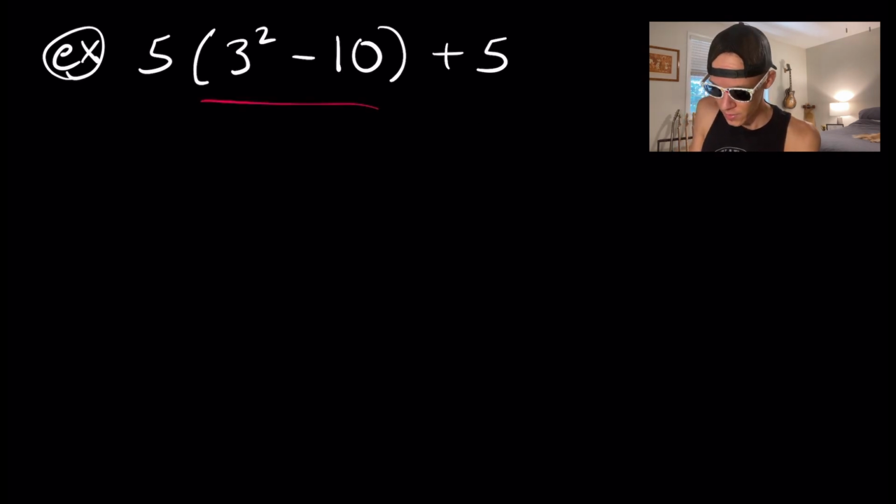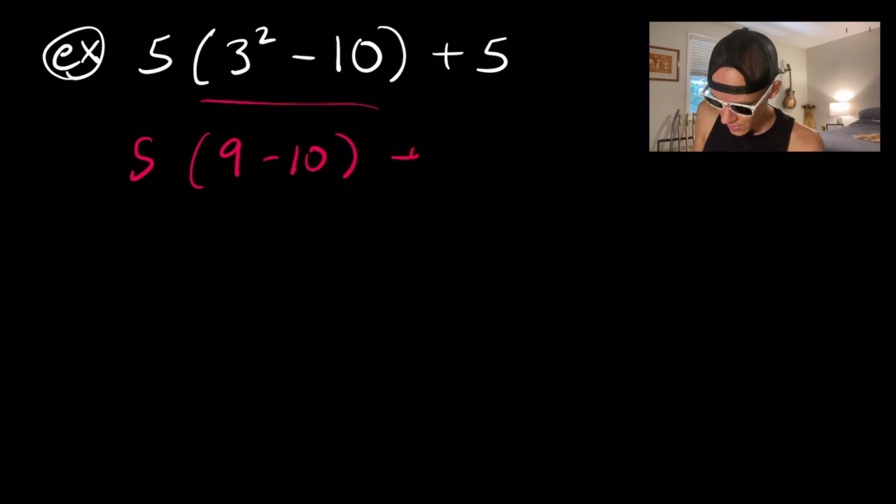So again, I'll go into the parentheses first and bring everything else down. So I'll have 5. And then inside the parentheses, we got 3 squared minus 10. So I'll do that exponent first. So 9 and then minus 10 plus 5. All right, 9 minus 10 is going to give us a negative 1. So we'll have 5 times negative 1 plus 5.